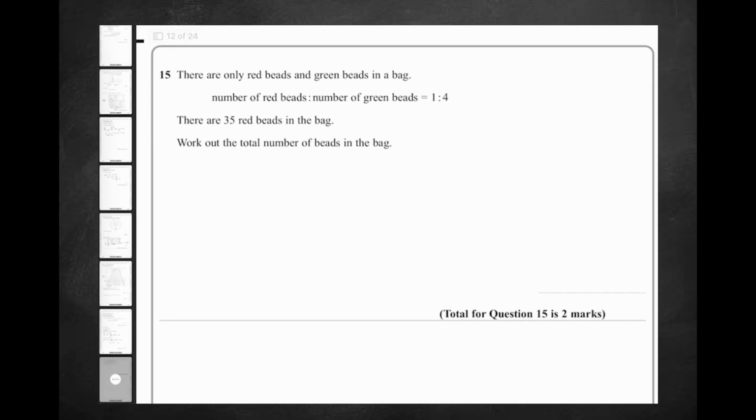Question 15. There are only red beads and green beads in a bag. The number of red beads compared to the number of green beads is in the ratio 1 to 4. There are 35 red beads in the bag. Work out the total number of beads in the bag.